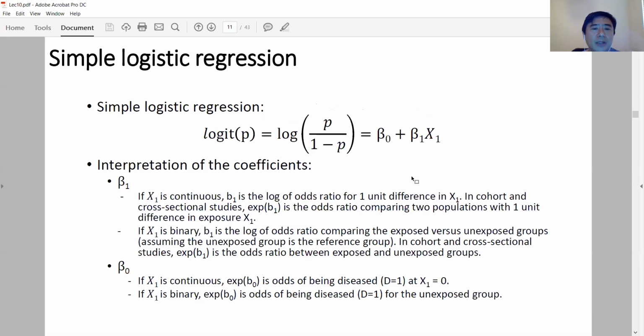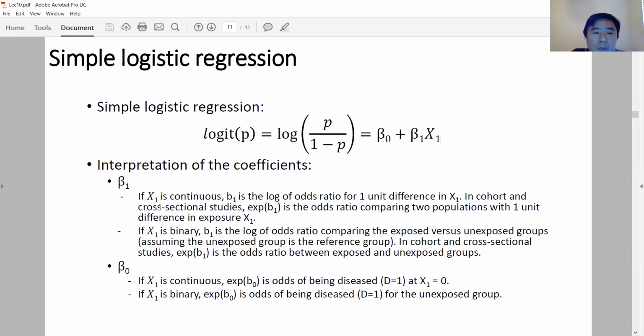All right, so for the simple logistic regression, you only have one exposure variable, x1, and therefore the model is simplified to the log of the odds is modeled by an intercept beta 0 plus your beta 1 x1. Beta 1 has a different interpretation based on the type of the data. If x1 is continuous, and you estimate beta 1, B1 is a log of odds ratio for 1 unit difference in x1.